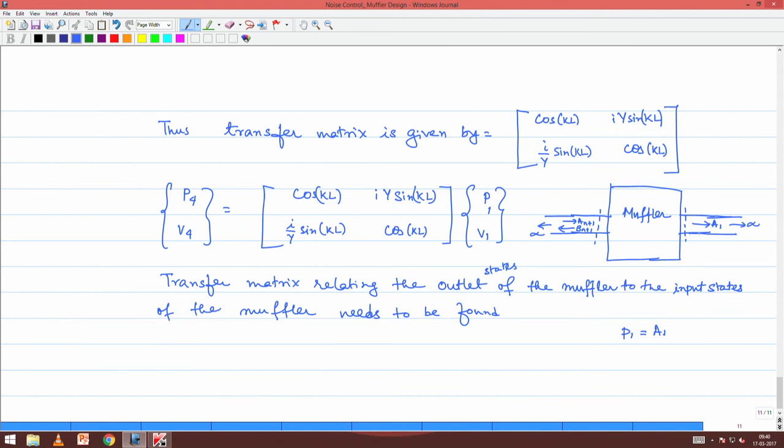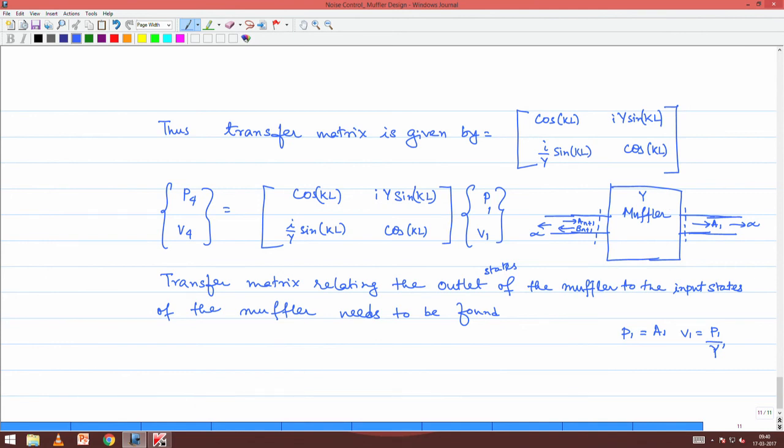So, on the outlet P 1 has got to be equal to A 1, there is no chance that there is any other wave, because anyway it is an anechoic termination, right, and V 1 therefore has got to be equal to P 1 by y, but this y I will call y prime, because I called y the one corresponding to the expansion chamber.